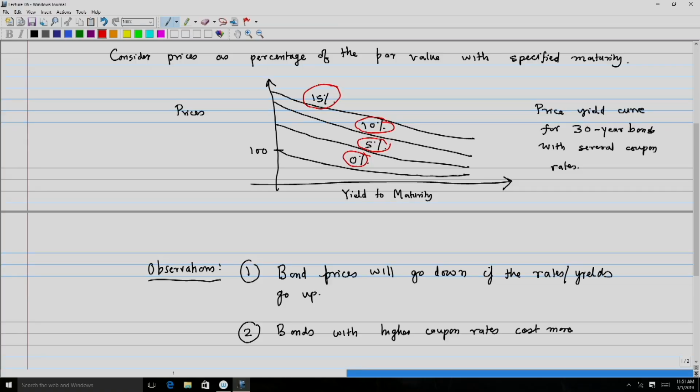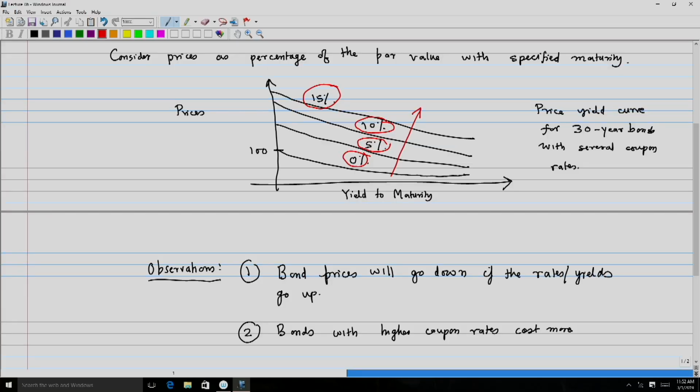So, what this means is that as the yields or the rates go down, the bond prices will go up, and in case the yield or the rate goes up, then obviously the bond prices are going to go down. And in the second case, it is intuitively sort of obvious that as you are moving along these graphs and as the coupon rates go up, the prices of the bonds are going to go higher.